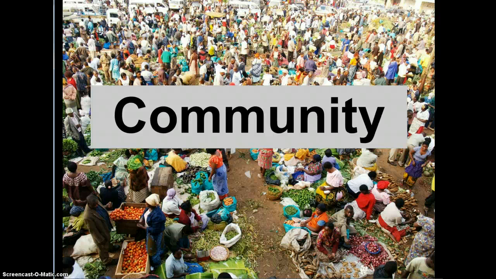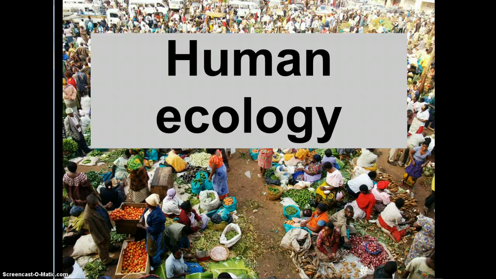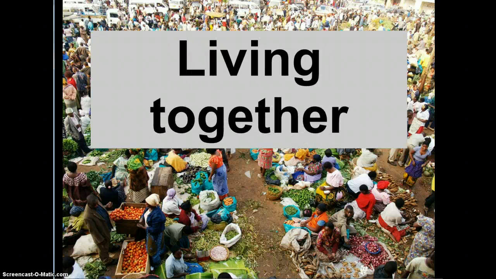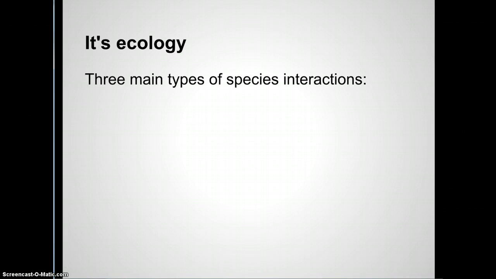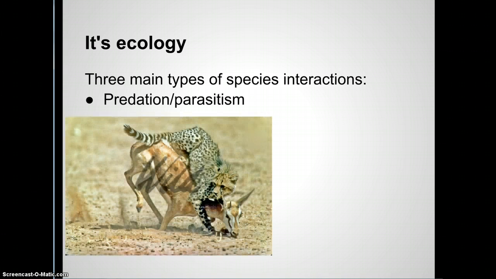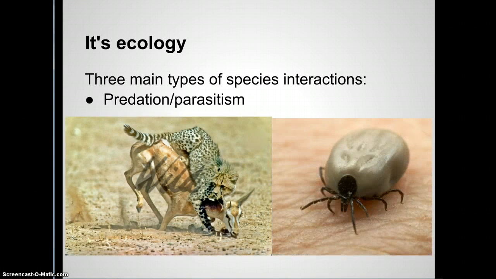I'd like to talk today about community, but maybe I should call it human ecology, or maybe just living together. You know, it's really ecology. There are three main types of species interactions: predation and parasitism, in which one party wins and one party loses.